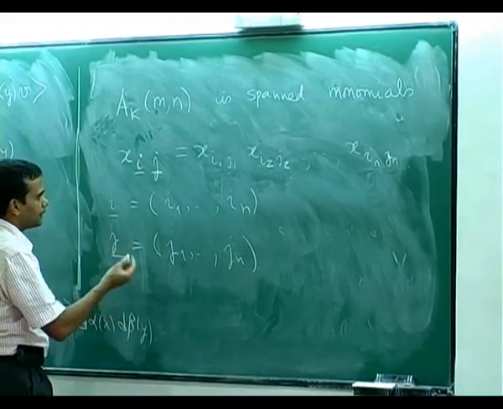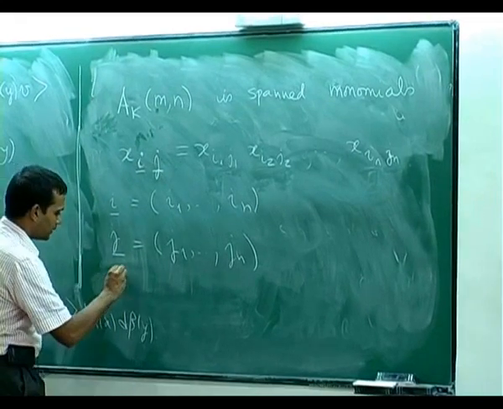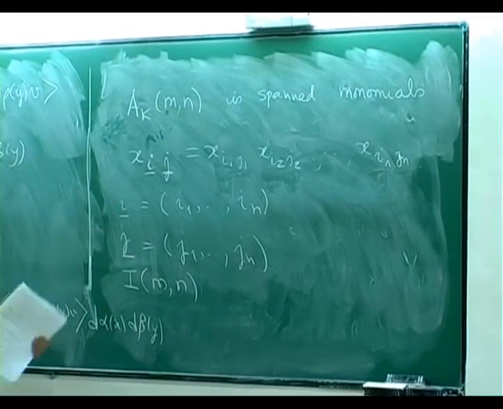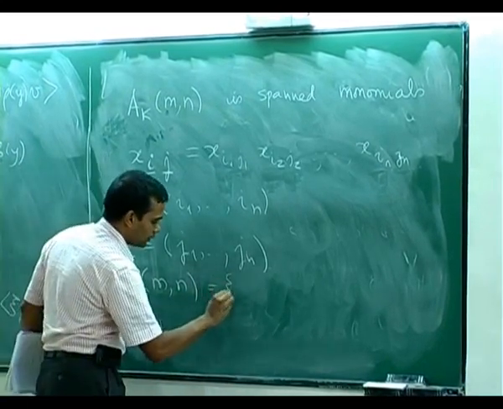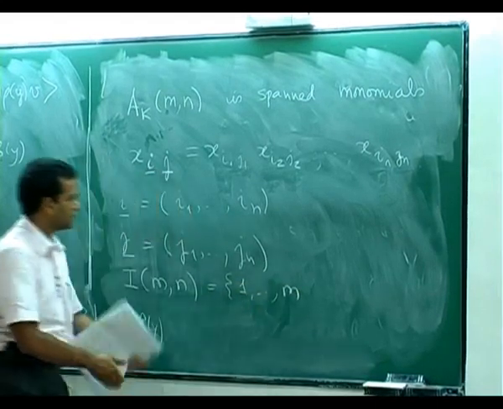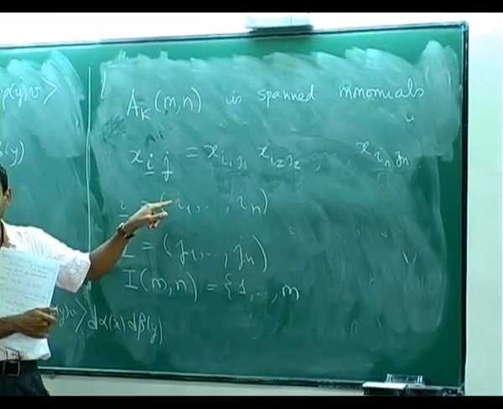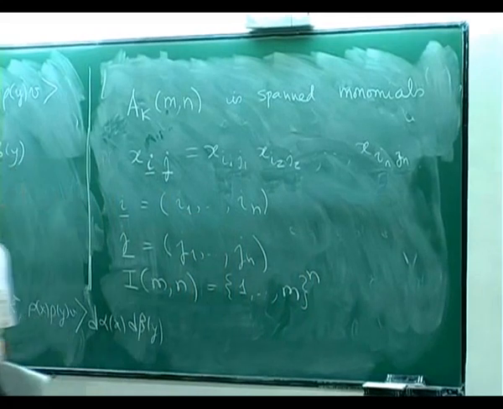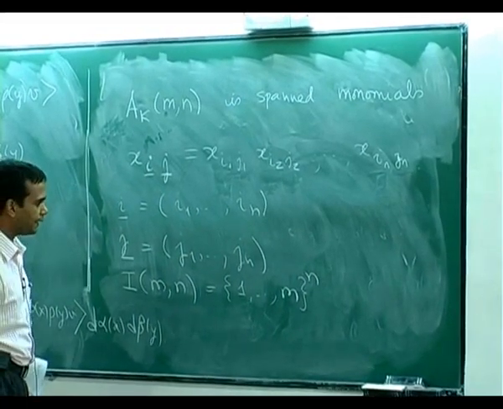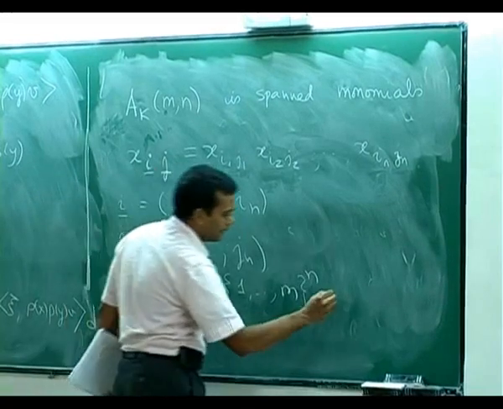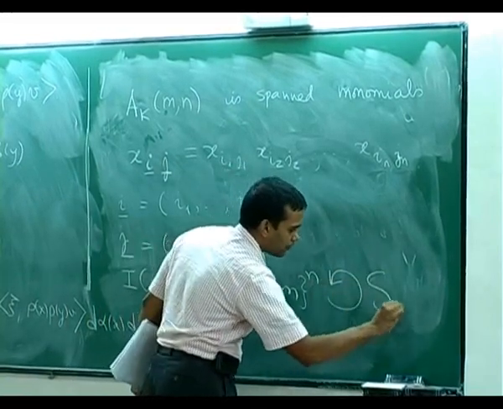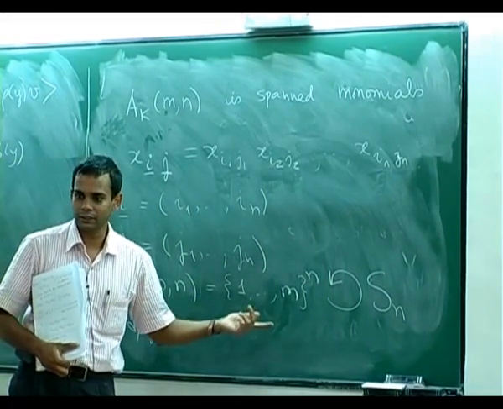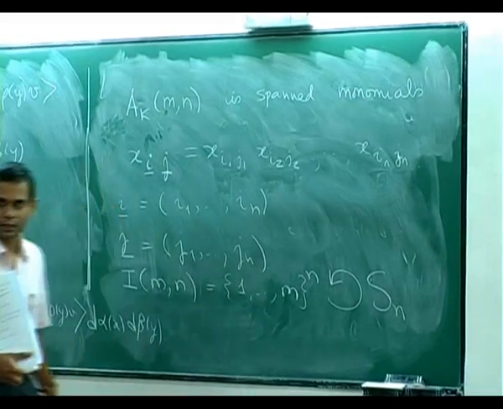Let's just give things a name. I'll denote by I(m,n) the set of all possible i's and j's, individually. Each index should be between 1 and m, and there are n of them. So I'll take the set 1 to m and take its n-fold Cartesian power, and call that I(m,n). This has an action of the symmetric group Sn, just by permuting the n different components of this Cartesian power.